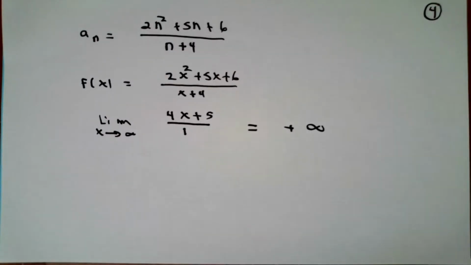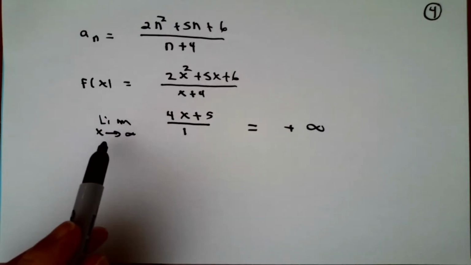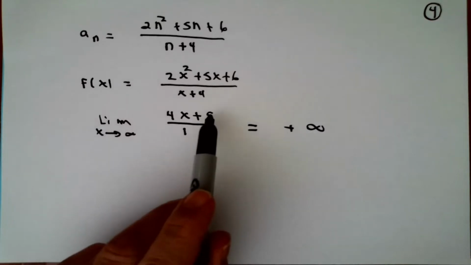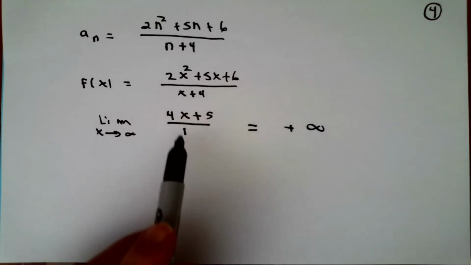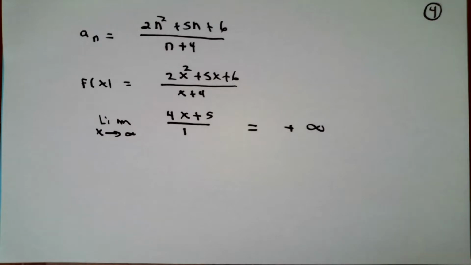In this case, after applying L'Hopital's rule once, I find that I have to take the limit as x tends to infinity of the quantity 4x plus 5 divided by 1, and this is non-convergent.